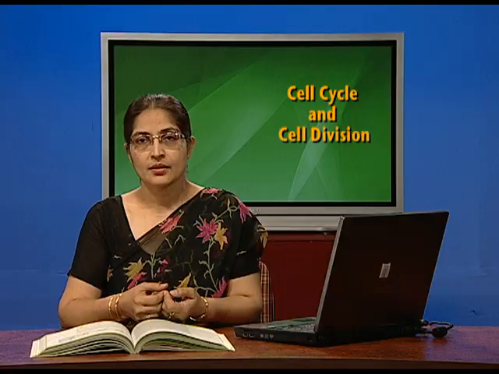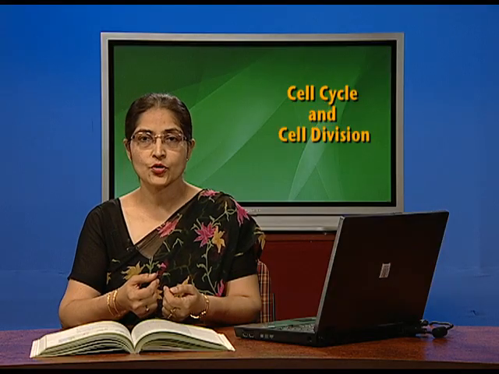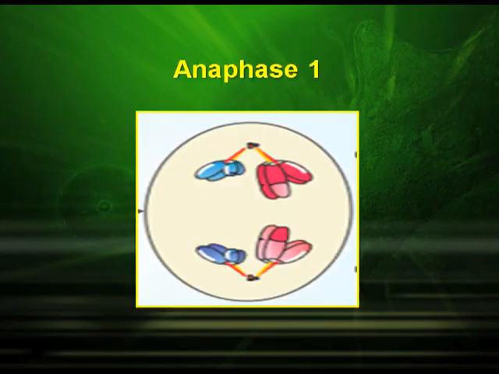spindle fiber. Anaphase I. The two members of each bivalent seem to repel each other, separate and move towards the opposite poles. The sister chromatids remain associated at their centromeres. Thus, each pole receives only half of the number of chromosomes or the haploid set of chromosomes. The movement of chromosomes is brought about by the shortening of spindle fibers, as depicted in this diagram.